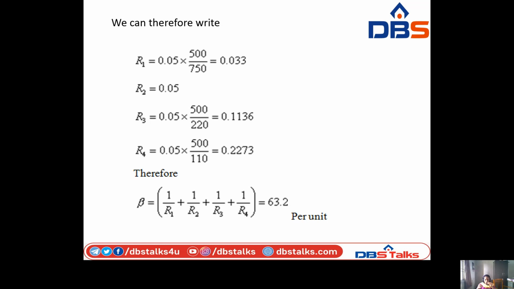So R1 is 0.033, R2 is 0.05, R3 is 0.1136 and R4 is 0.2273. Therefore beta equals 1 by R1 plus 1 by R2 plus 1 by R3 plus 1 by R4. Substituting the R1, R2, R3, R4 values, we get beta as 63.2 per unit.